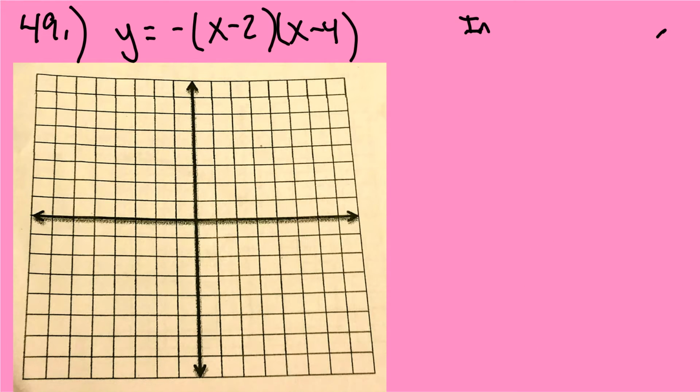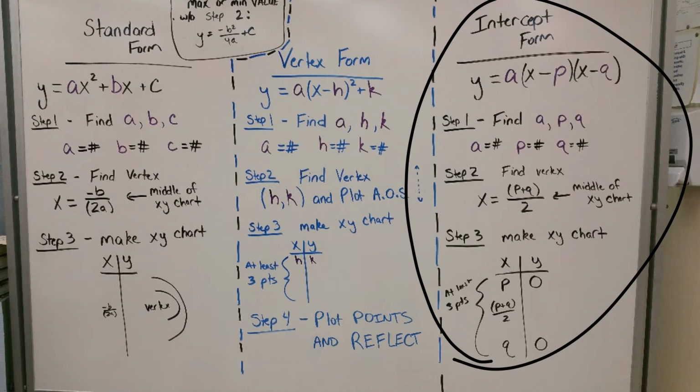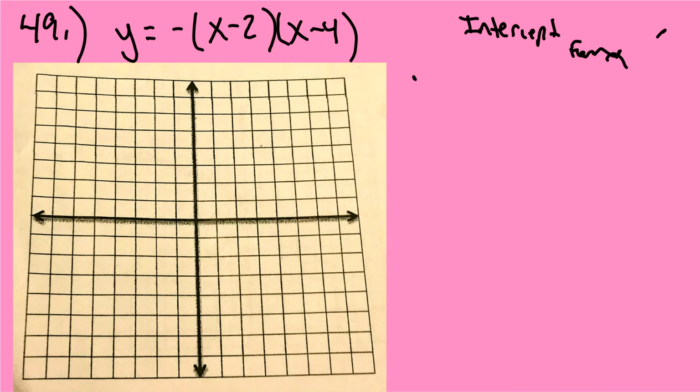Alright, because I see 2 sets of parentheses, I know this is intercept form. So I look here. Step 1, find A, P, and Q, then find the vertex using this formula, then I make my XY chart. Alright. So, A is negative 1, which means it's a frowny face. P is positive 2. Remember, we changed the sign of anybody hanging out with our X. Q is also hanging out with our X, so we change that to positive 4.